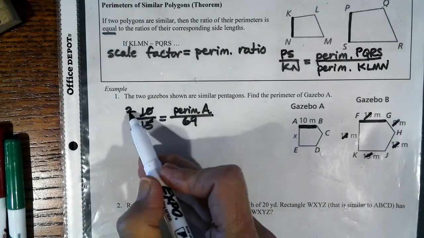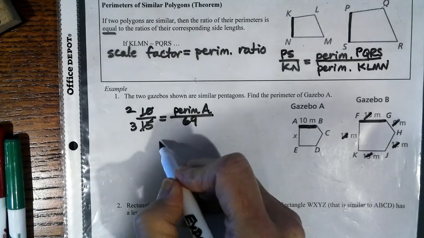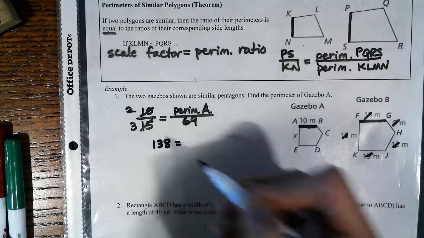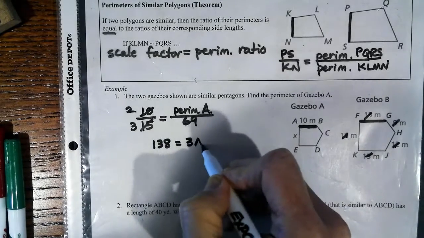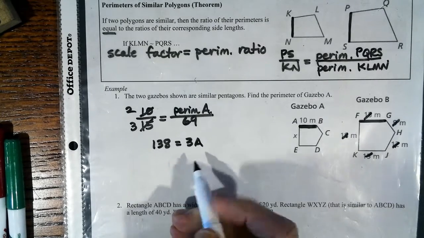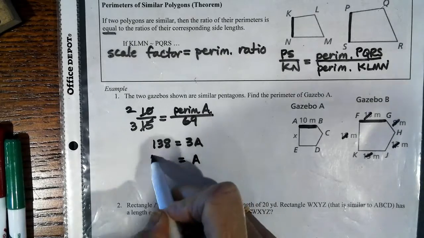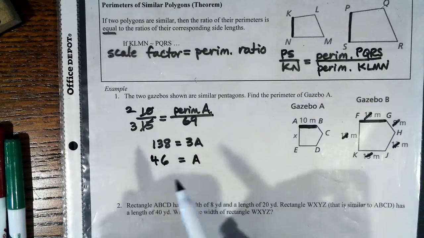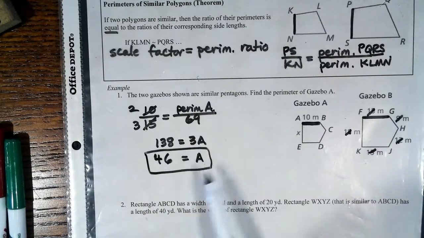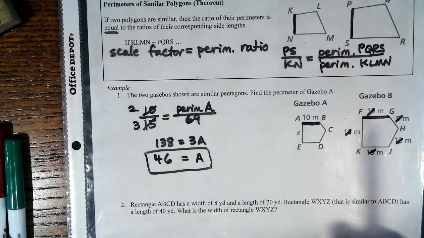But I do know I can do 2 times 69 in my head because it's 2 times 70 minus 2, which is 140 minus 2. And so then I get 3 times A. And I will grab my calculator for this. 3 goes into 138, 46 times. So isn't that nice? It's just a fraction and a little division. I don't have to know all these other sides. I can figure out the perimeter.